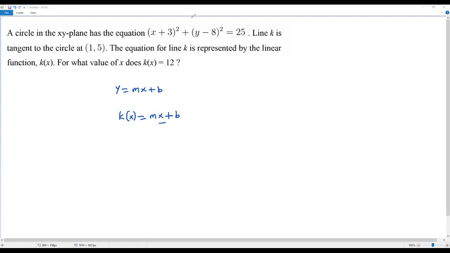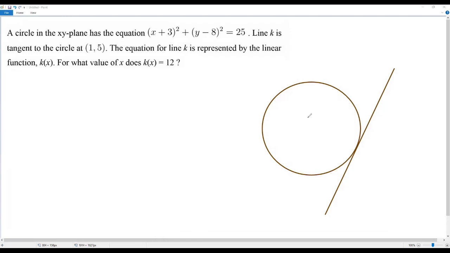Okay, now let's sketch a rough graph for the given information. Here we have the circle and line k, and line k is tangent to the circle at (1, 5). So the point of tangency is (1, 5). From the equation of the circle, we can get the center. From this value, the x-coordinate of the center of the circle is −3, and from this value, we can get the y-coordinate of the center, that is positive 8.